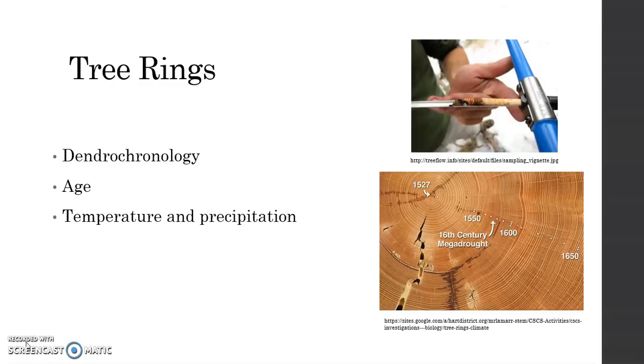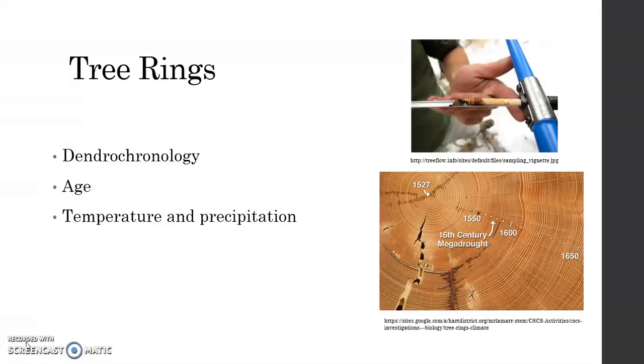Our third physical record are tree rings. The study of tree rings is known as dendrochronology. Similar to the ice and sediment cores that we have seen, scientists can also use a tree core to obtain cores for analysis from living trees, which you can see in the upper right-hand photo. So you can see the core coming out in this case. Scientists can also use a cross-section of a tree stump that's already dead, as you see in the bottom picture.